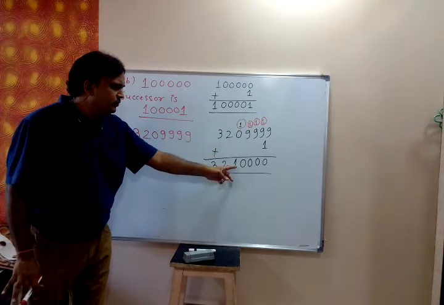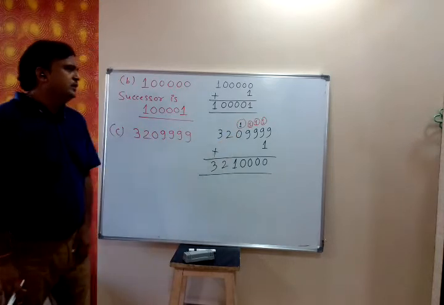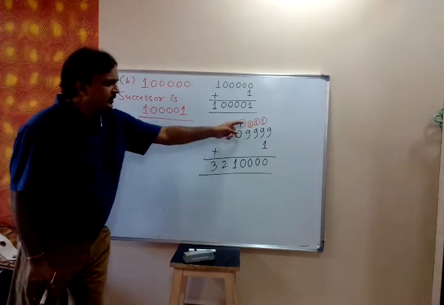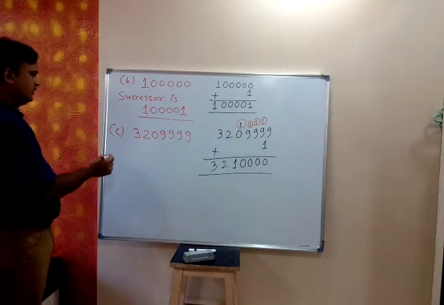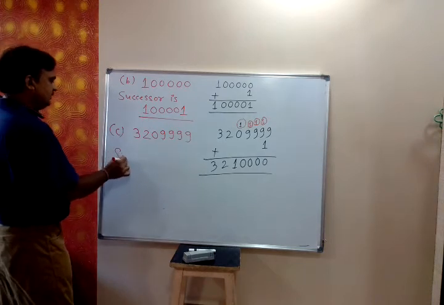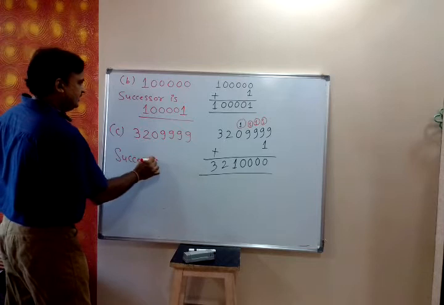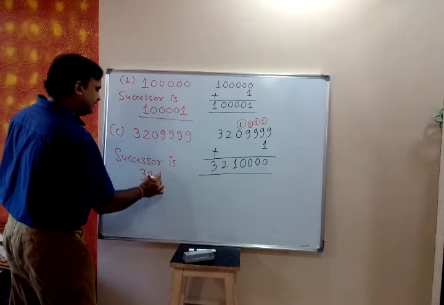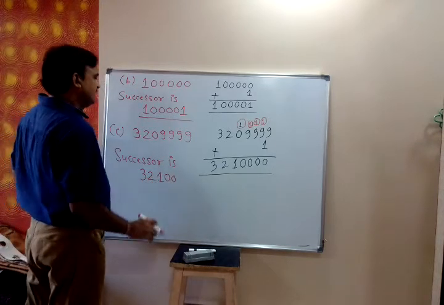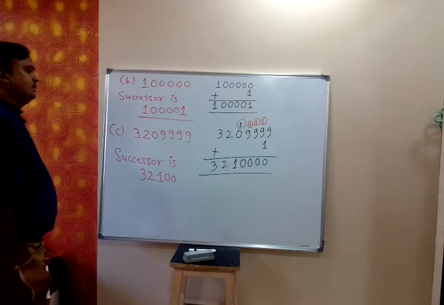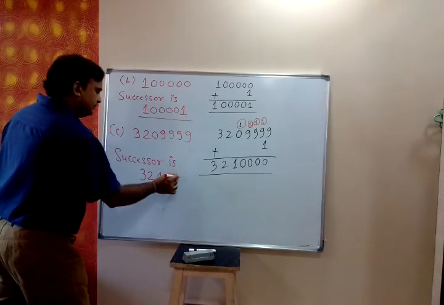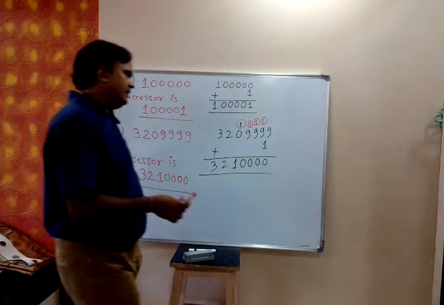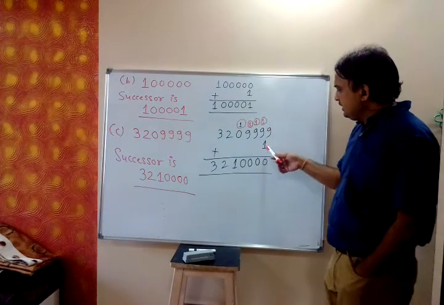0 plus 1 will be 1. 1 is carried, no? That 1 I have to add. That top one is carried forward. Successor is 32 lakhs 10,000. This is clear? See, this is clear. 9 plus 1, 10.